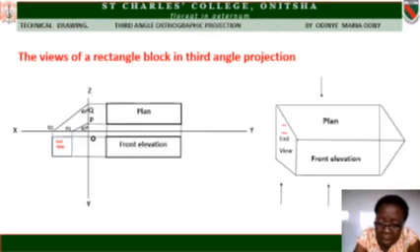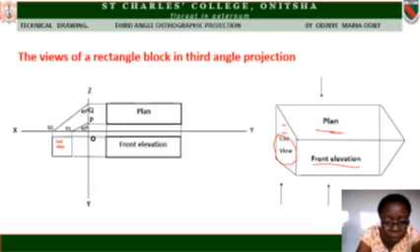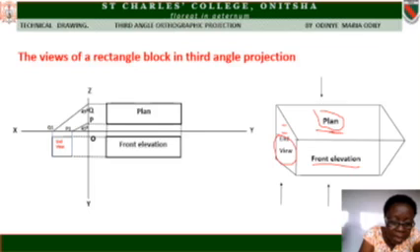Before we look at the views, let's look at the object, the rectangle block. Look at the rectangle block. This is the plan. This is the front elevation. This is the end elevation. These are the views we're going to draw in orthographic views. First of all, draw the hinge lines, Z O Y, and X O Y.